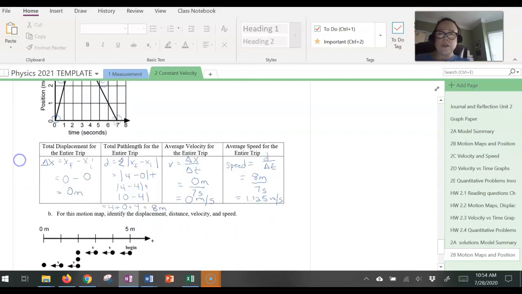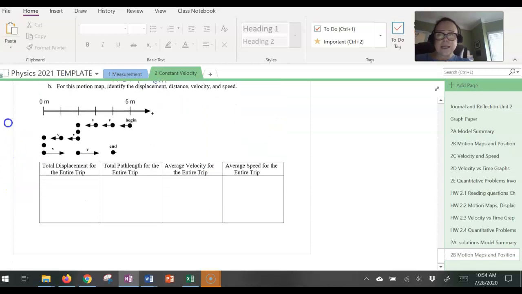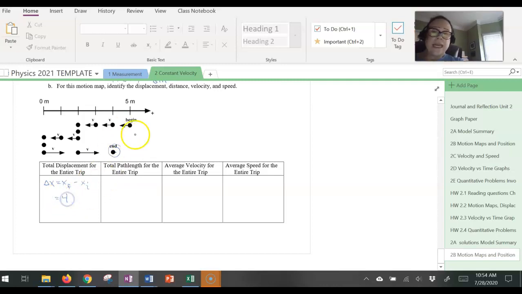Let's do one more of these for the second example. And here they gave me a motion map. And again, displacement of this object is its final position minus its initial position. I can see at the end it's at a position of 4 meters. The beginning, it was at a position of 5. So the displacement here is -1 meters.